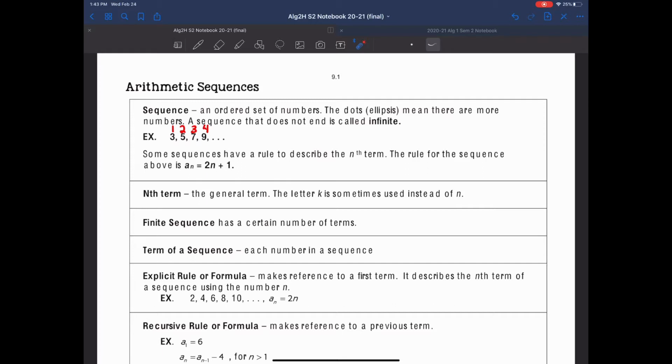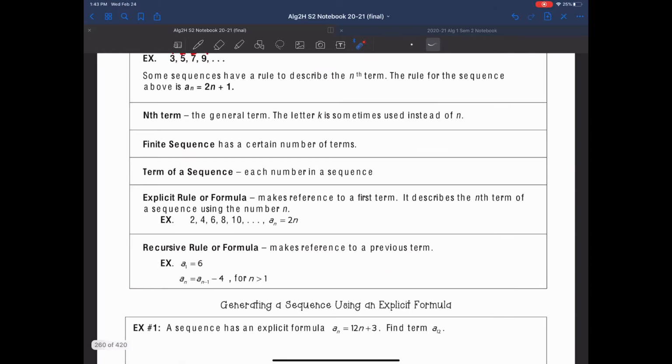The next vocab word is an explicit rule or formula, and this makes reference to a first term. It describes the nth term of a sequence using a number n. So for example, if we had the sequence 2, 4, 6, 8, 10, and this sequence has the rule a sub n equals 2 times n, this is referred to as an explicit rule. I can plug any number in for n, and I can say, all right, what's the 100th term of the sequence? I just plug 100 in for n, and then I get the term. So it makes reference to the first term of that sequence.